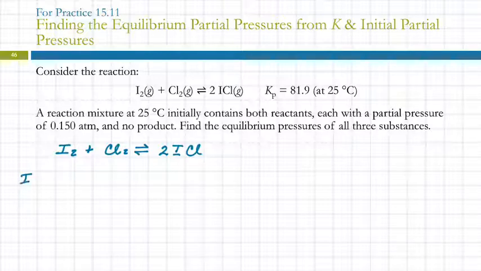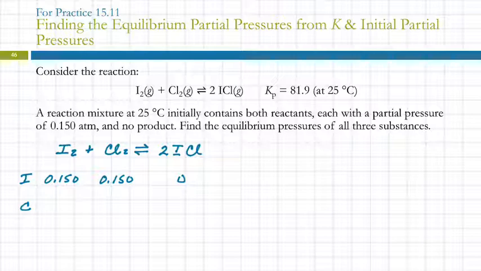So initial, these are the initial pressures. Each reactant has a pressure of 0.150 atmospheres, and there's no product, so that's initially 0. Then we're going to have a row for the change. Obviously this reaction can only go in the forward direction, so we're going to lose reactants and gain products.